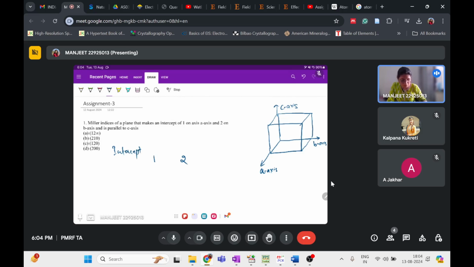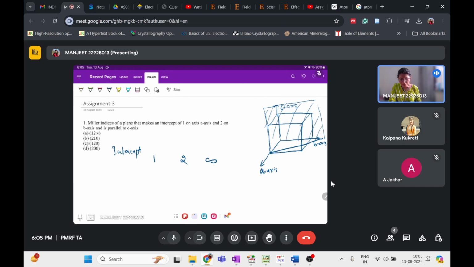So here it is 1 and 2. If it will be double something, I'm assuming it here. So the plane goes like this, and this will be the infinite one. It does not intersect the c-axis, so the intercept on the c-axis will be infinite.